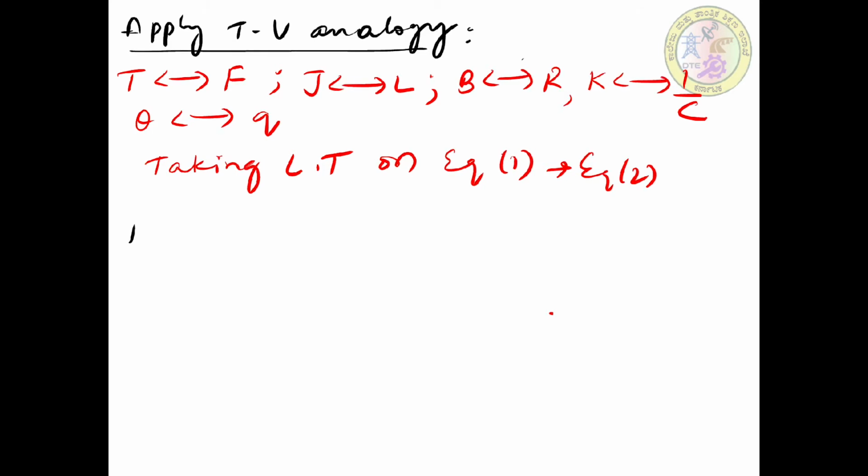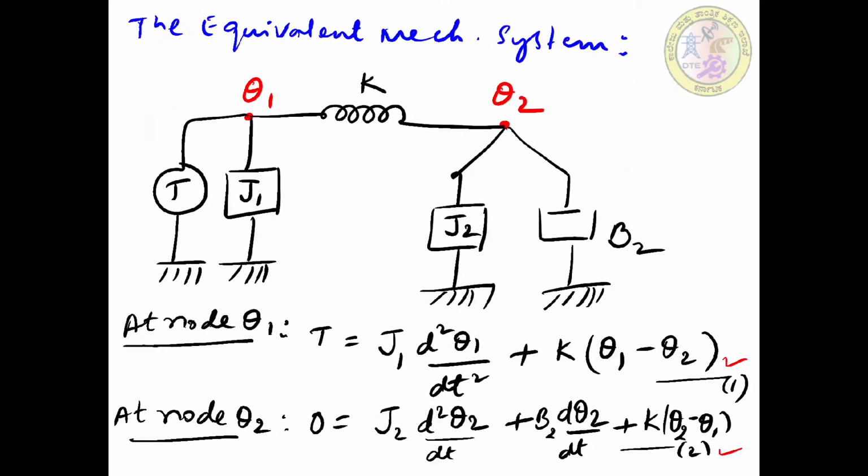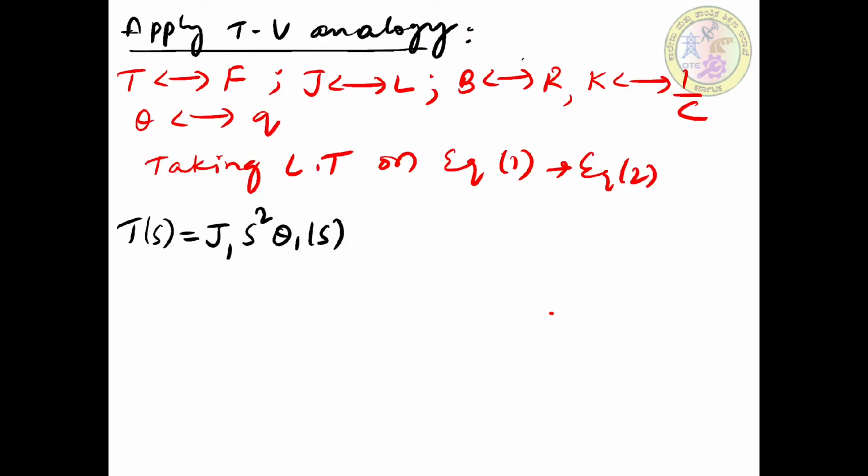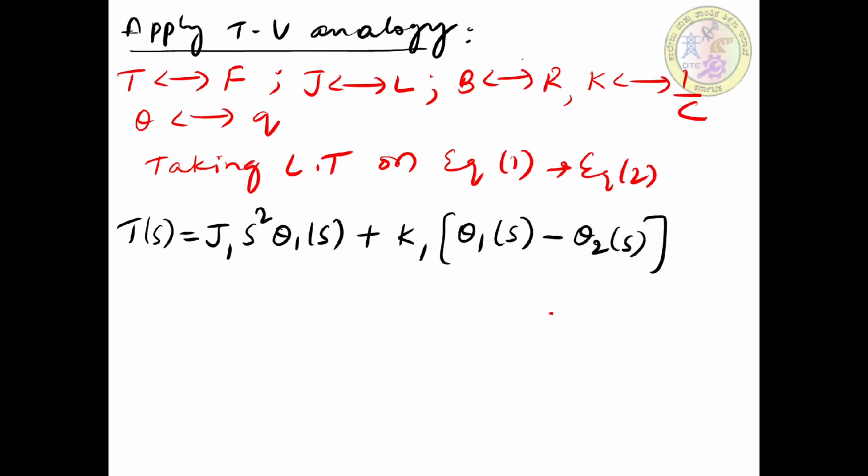we can write T of s is equal to J1 s square into theta 1 of s. Why is that? J1 d square by dt square is written as s square, and for theta 1, its transformed version is theta 1 of s. So J1 s square theta 1 of s, plus next we have the spring K1 into theta 1 of s minus theta 2 of s. We'll call it equation 3.